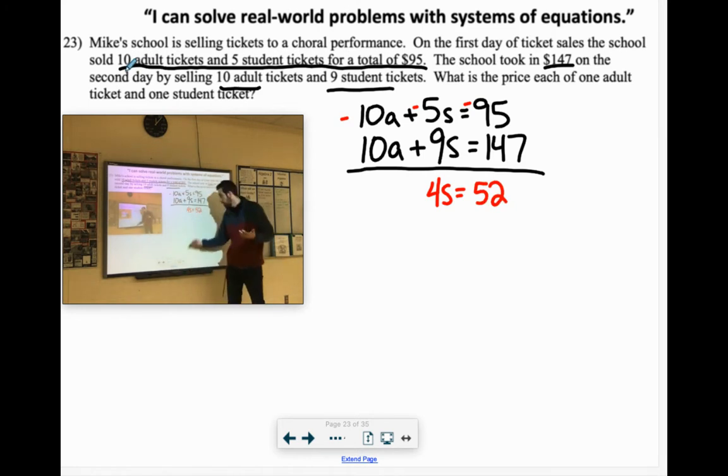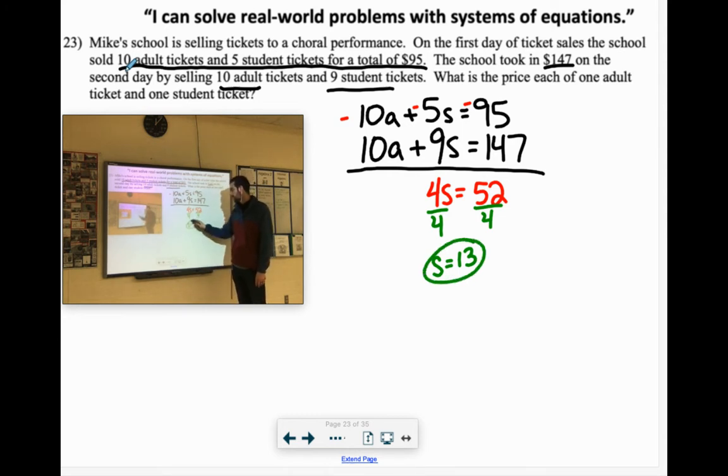Go ahead and divide by the 4. And think of a deck of cards. 52 cards, 4 suits. There's 13 cards in each one. So there were $13 per student, which we'll need at the end. But we need to figure out the adults still.